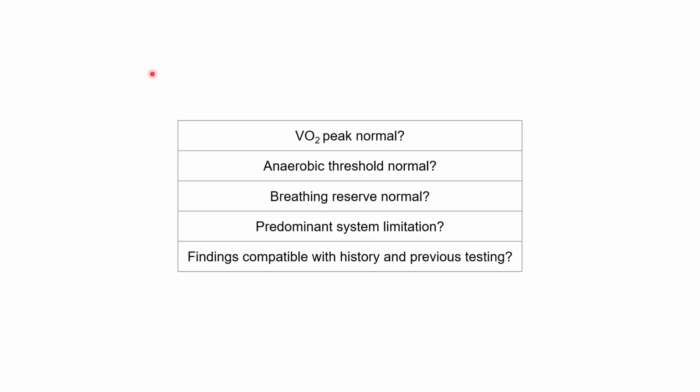So building on those first three steps, we can add the fourth and fifth step of looking for a predominant system limitation and checking to see if the findings are compatible with the patient's history and previous testing, because it's important to remember that the data that we're gathering during a CPET should be interpreted in the context of this patient, and that CPETs unfortunately don't always neatly fit into one specific category.